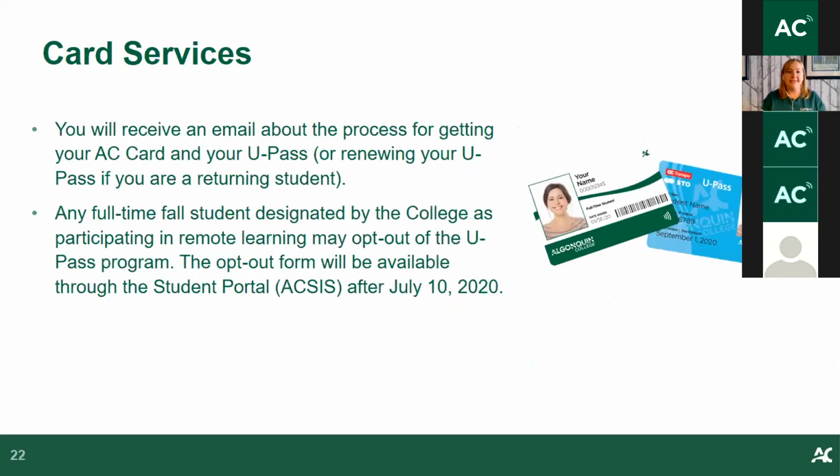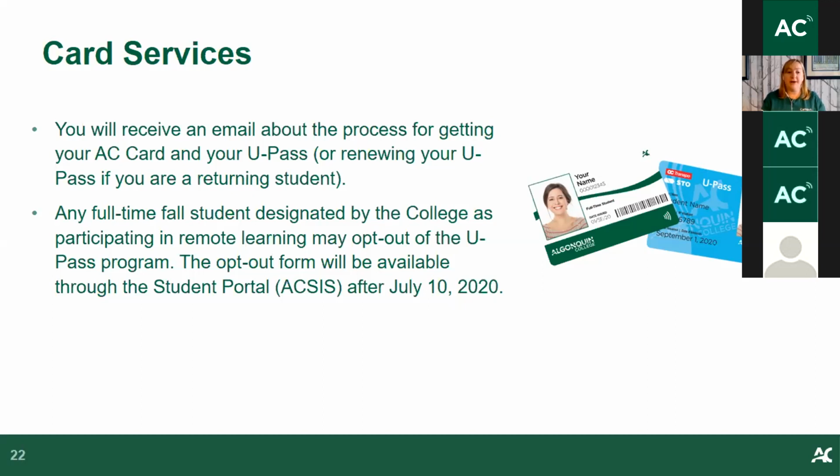So card services. Another way to get to campus is your UPass. If you are a full-time student who has paid your fees, you are UPass eligible. You will receive an email about the process for getting your AC card and your UPass, or renewing your UPass if you are a returning student. For new students, you will be uploading your photo online to do this. You will get an email in the coming weeks with all of the information about that.